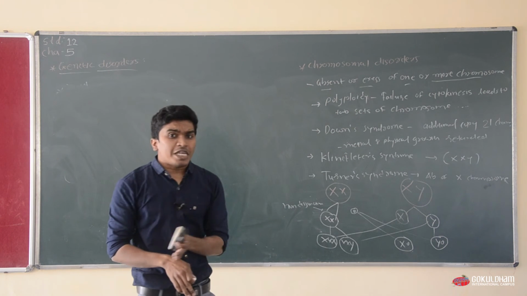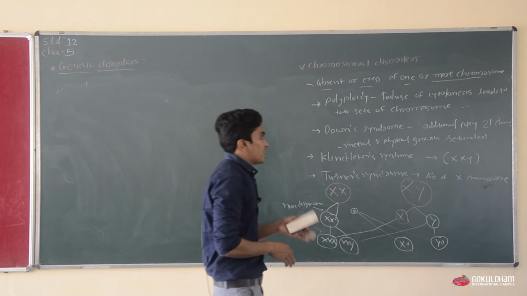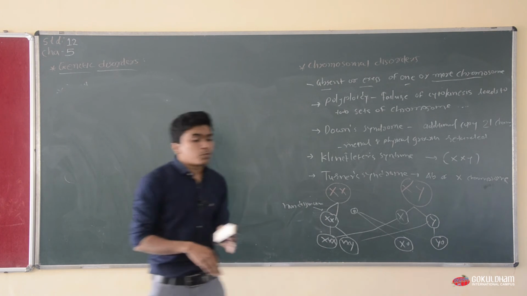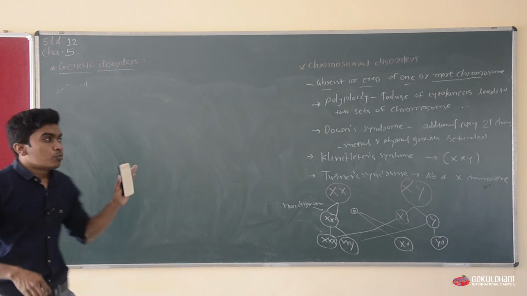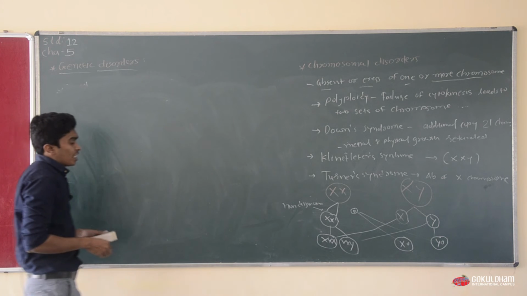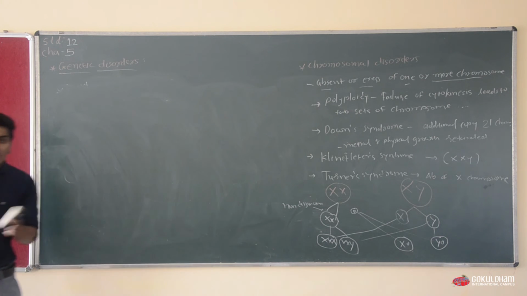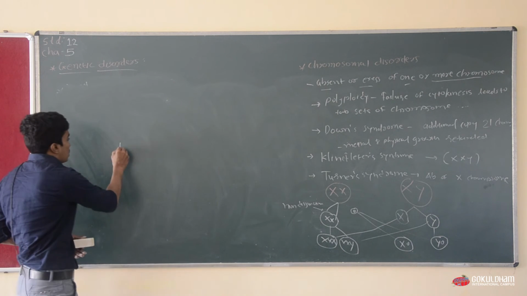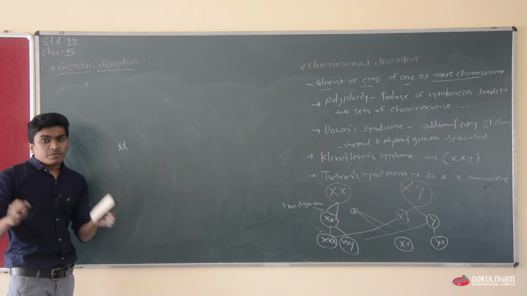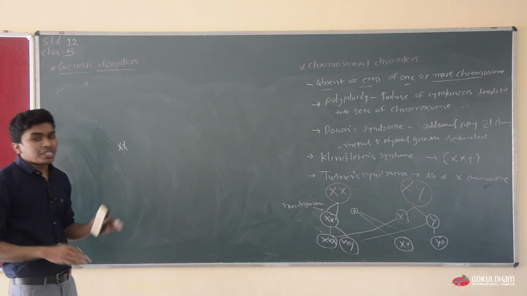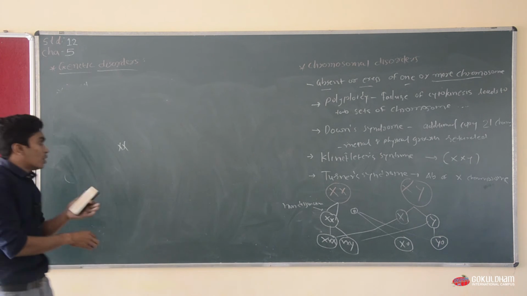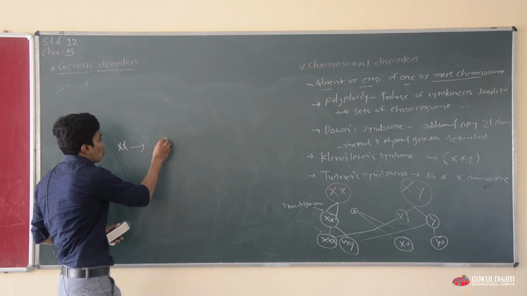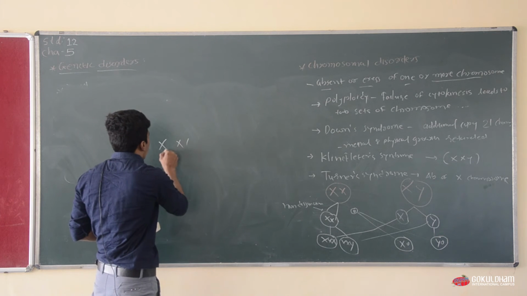The failure of cytokinesis leads to two sets of chromosomes, known as polyploidy, which means during cell division, first the chromosomes will divide and copy themselves and copy their number. What will happen here? Two chromosomes, here four chromosomes.